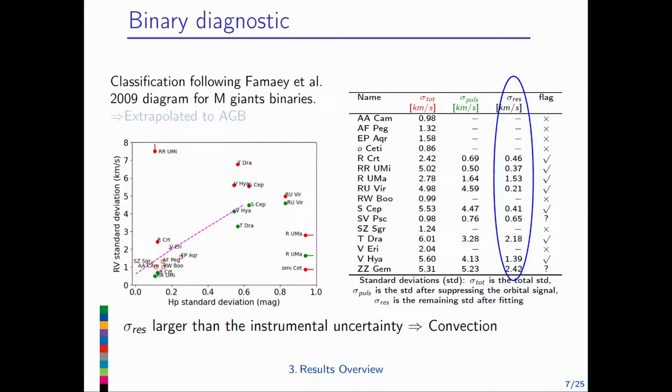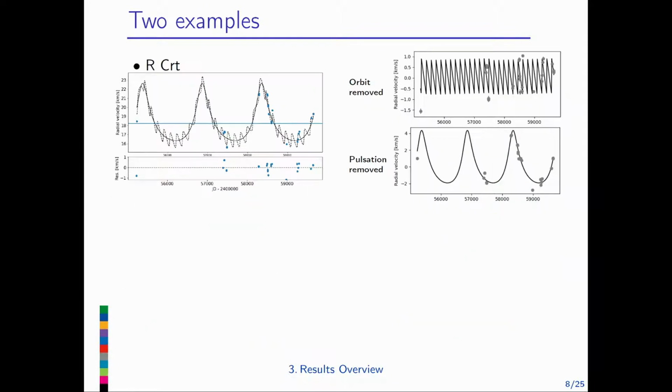I can show you two examples of fitting. For example, the star Air Crateris. You can see here the monitoring, and the bottom panel is the residual value, ranging between 1 and -1 kilometer per second. And you can see the orbit, and the orbit plus the pulsation that is given by the dashed line. And this procedure also allows us to disentangle the two signals.